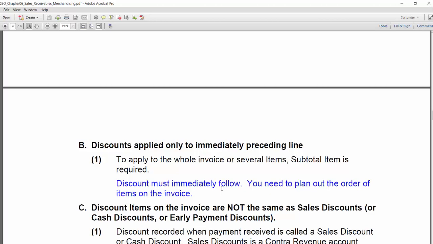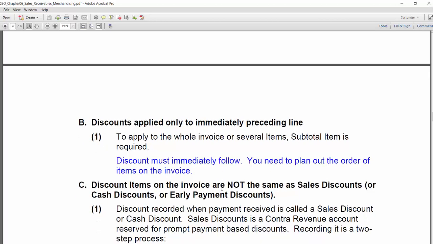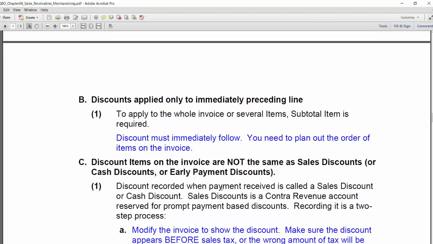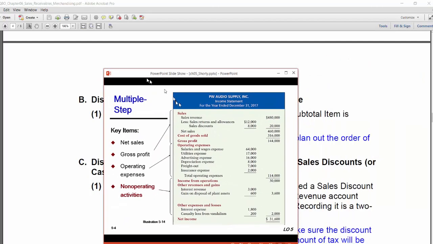Now, discount items that are on the invoice are not really the same as sales discounts or cash discounts or what we call early payment discounts, but QuickBooks treats them like that. When you record a discount when you've received the payment, that's called a sales discount or a cash discount. It's a contra revenue account, and you'll see it on the income statement under net sales right here, sales discounts.